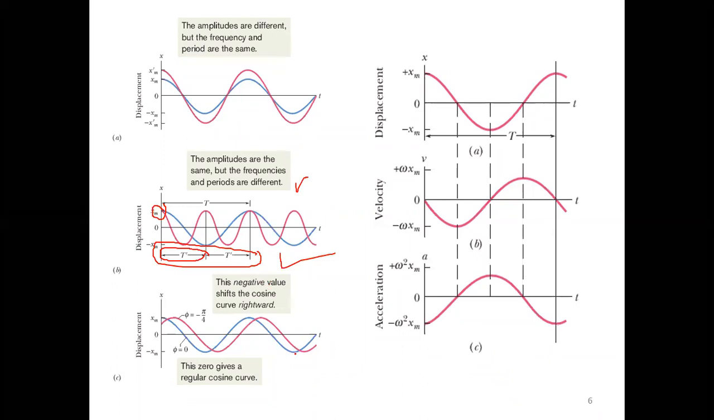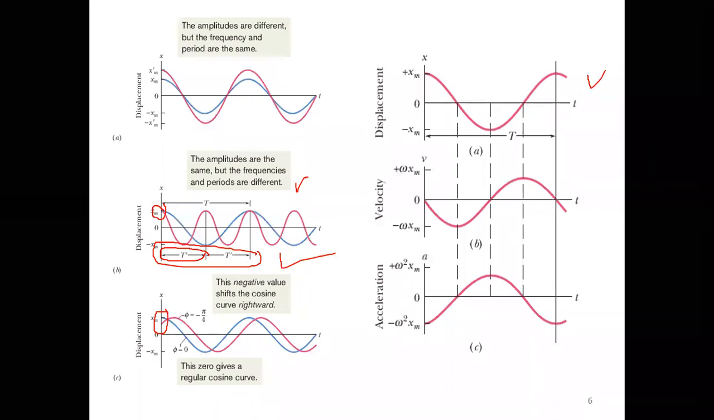And this figure shows two simple harmonic motions having the same frequency. Look at the same frequency and period. When they have the same frequency, they will have the same period. However, the phase angles are different here. Okay. So now, another curve.